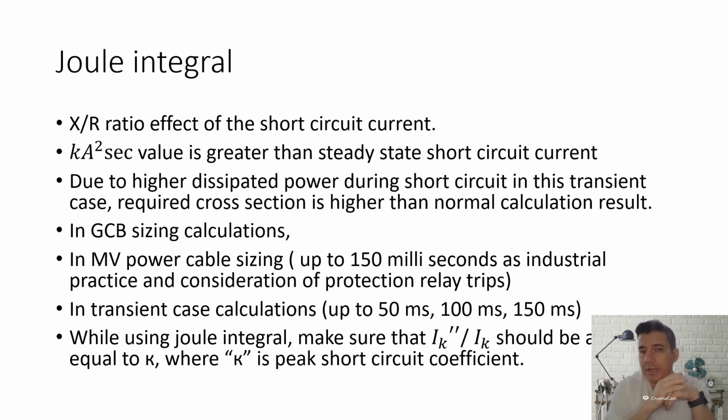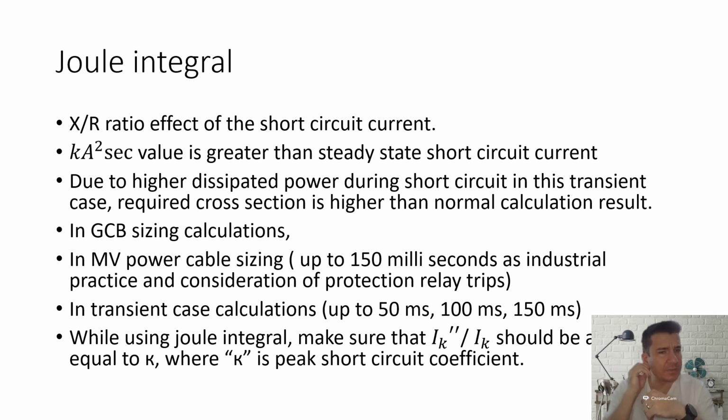Due to this higher dissipated power during short circuit in the subtransient and transient cases, the required cross section is higher than the normal calculation result. So how can we use this? We can use it in generator circuit breaker sizing calculations or in medium voltage power cable sizing up to 150 or 200 milliseconds as an industrial practice.